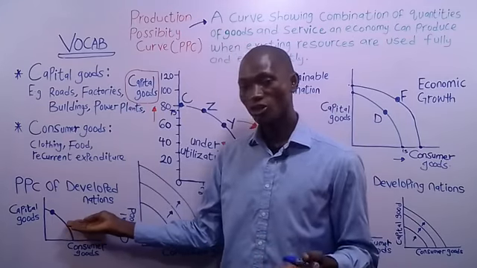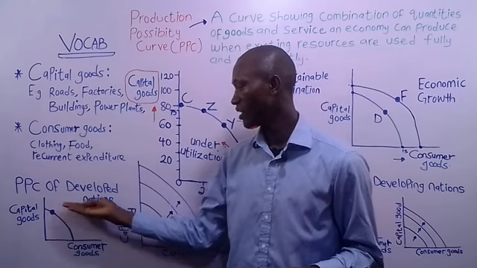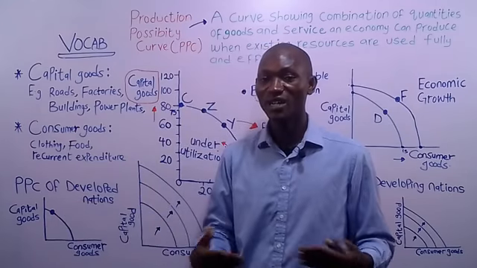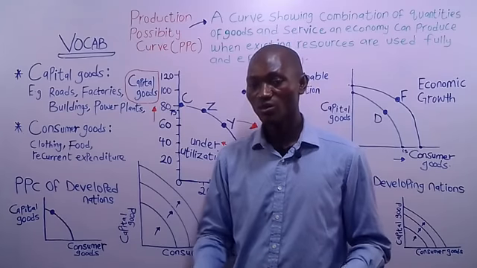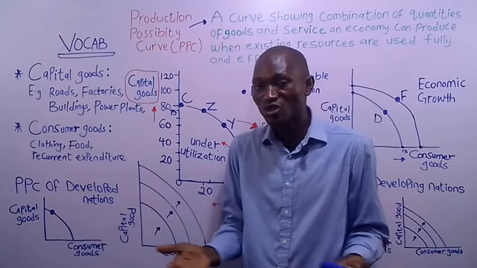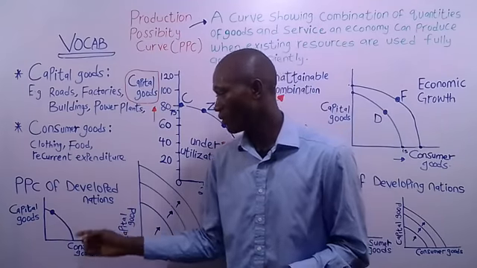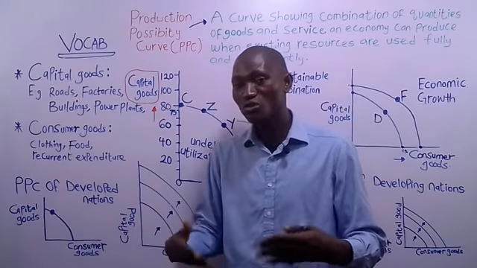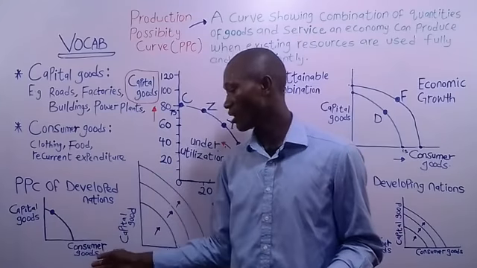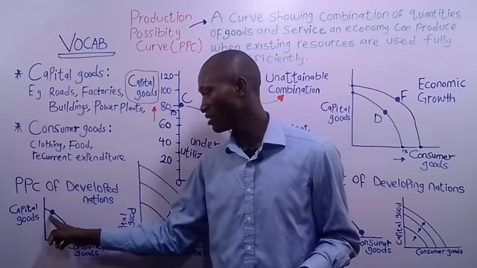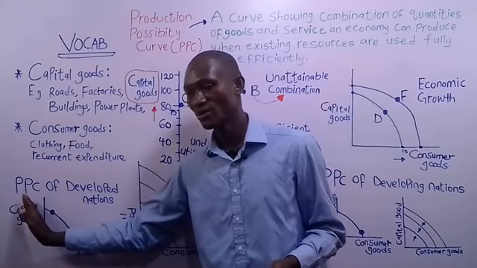On the contrary, developed nations are advanced, wealthy, rich, industrial nations. They produce more capital goods than consumer goods. That's why their PPC is towards the y-axis here.